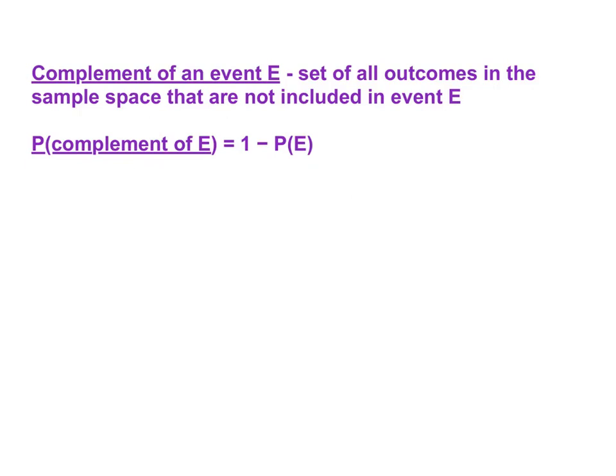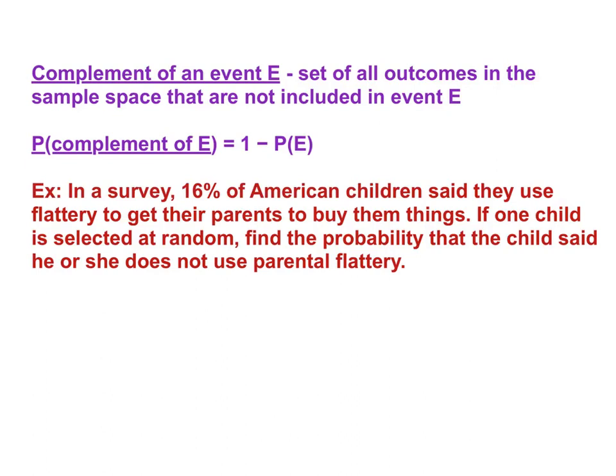So here's the example I want you to take a picture of. Okay? Take a picture of that, and why don't you go ahead and try to answer that. What they're saying here, 16% of American children say they use flattery to get their parents to buy them things. I think that number has to be low. But if they randomly select a child, what's the probability that they're not going to use that tactic? Okay?